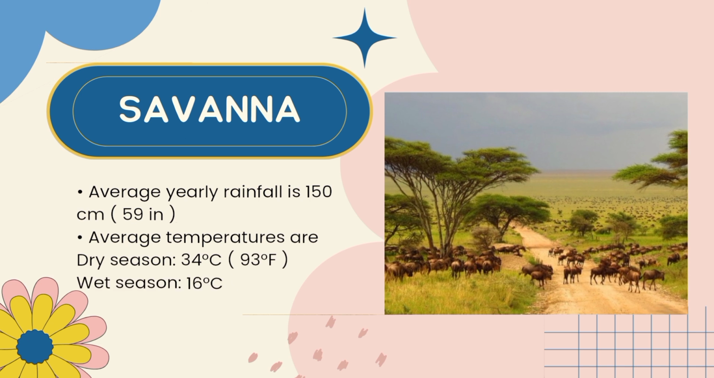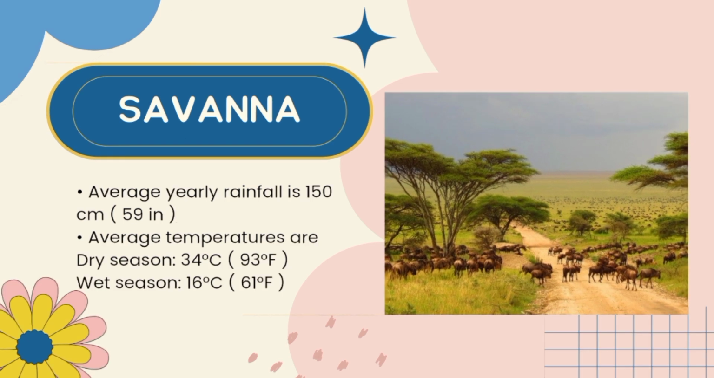Moving on to the savannas, which is also a type of grassland. The average yearly rainfall here is around 150 centimeters and basically 59 inches. Now, the temperature ranges from 34 degrees Celsius or 93 degrees Fahrenheit in the dry seasons and 16 degrees Celsius or 61 degrees Fahrenheit in wet seasons. It has seasonal rains and isn't the best area for many species to survive since it isn't packed with that many resources.